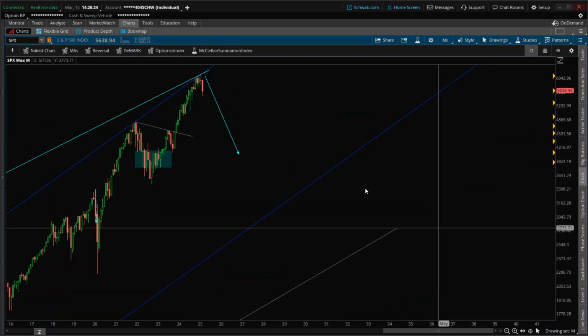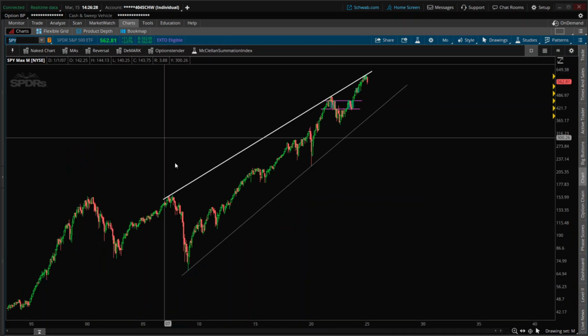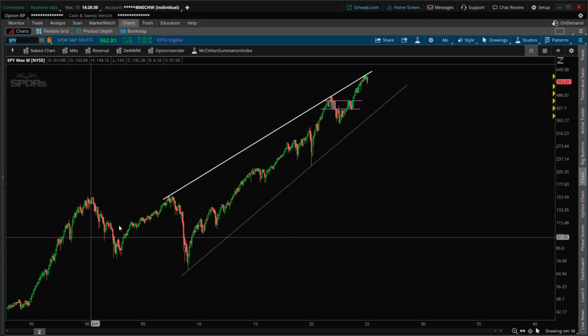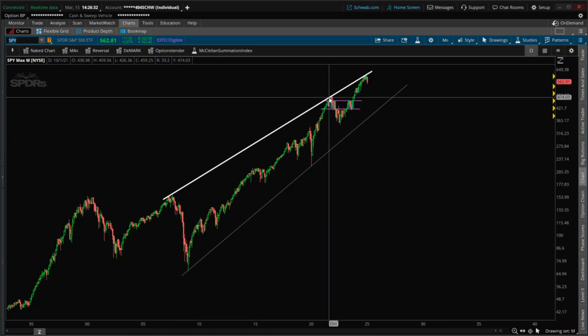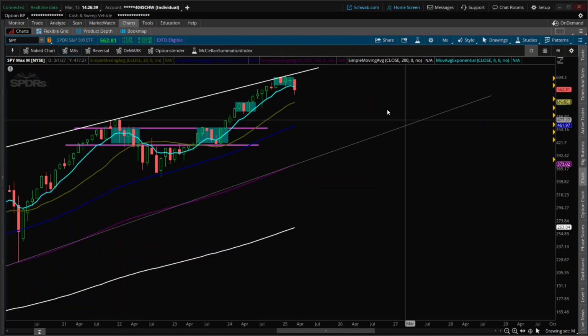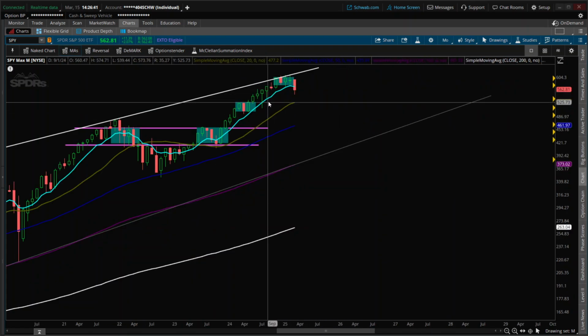All right, let's go around the horn. SPY. With SPY we only have information back to the 90s, so that's our 2008 top, 2021, and now with the moving averages, we're looking at breaking down from the 8 EMA, but I don't think it's going to be that simple.